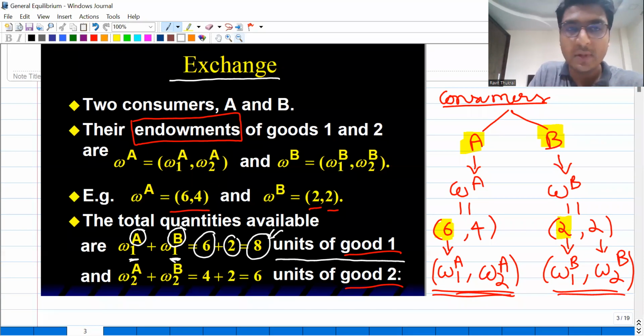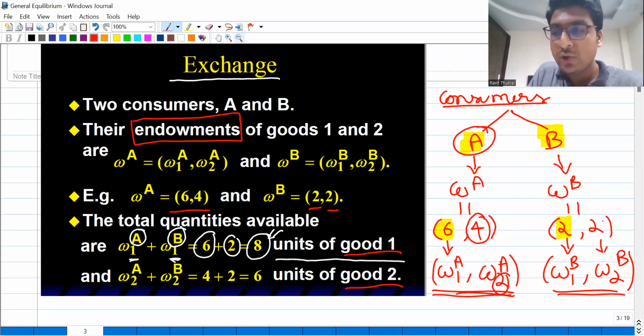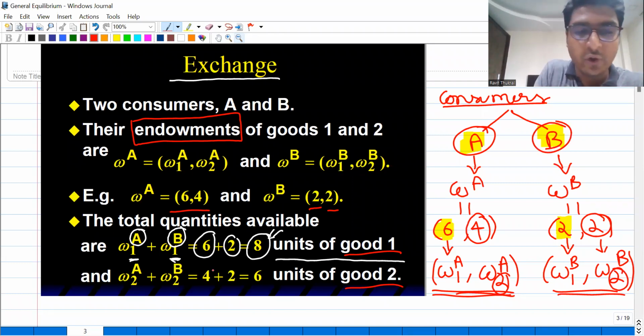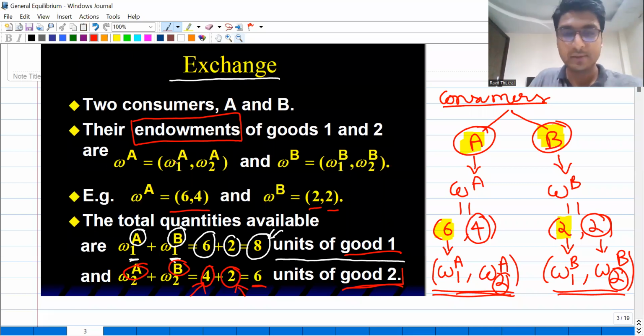Similarly, we have 4 units of good 2 with consumer A, 2 units of good 2 with consumer B. So total in this economy, there are 4 units plus 2 units equal to 6 units of good 2. Okay? Out of which 4 is with consumer A, 2 is with consumer B. Okay?